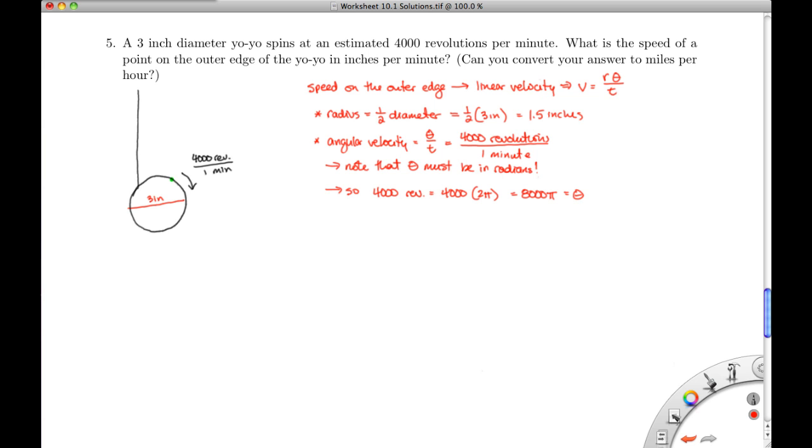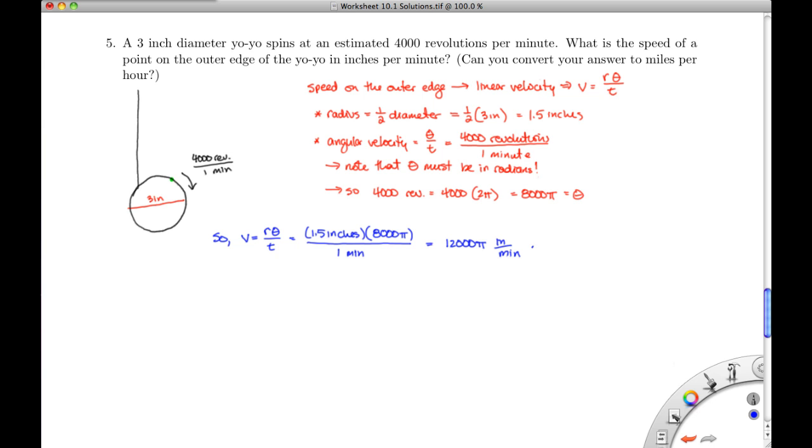So let's start to put all of this together. We know that the linear velocity will be equal to r times theta divided by t. And if we put the pieces that we have so far, we've got 1.5 inches times theta, which is 8,000 pi. And then the time that it takes to do those 8,000 pi is going to be 1 minute. Okay. And if we multiply this out, what we end up is 12,000 pi inches per minute. And that's exactly what we were asked. We wanted to know what the speed is, and it's in inches per minute.